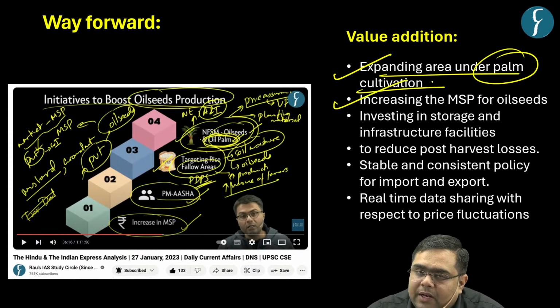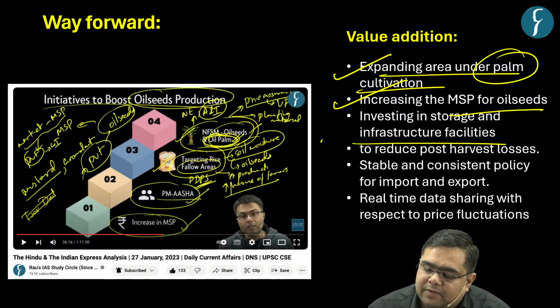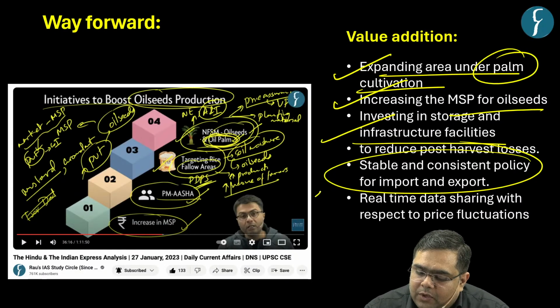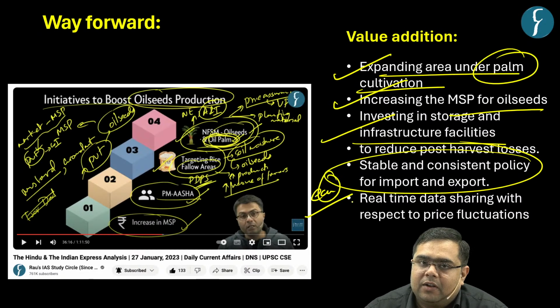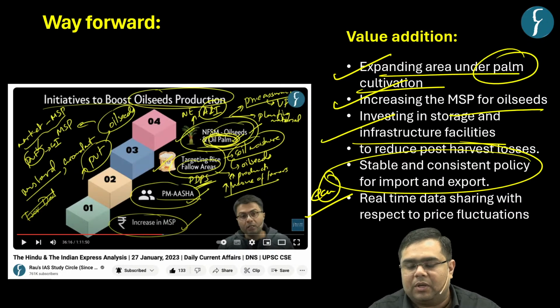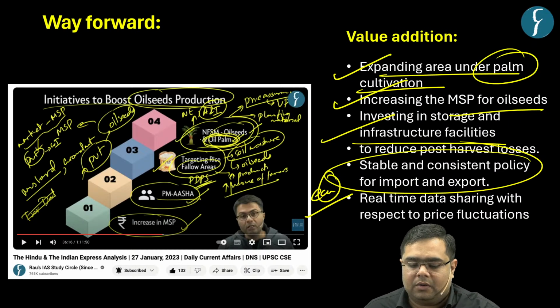Then we could also go for increasing the MSP for oil seeds, and investing in storage and infrastructure facilities to reduce post-harvest losses. A stable and consistent policy would go a long way in developing the ecosystem for these kinds of cash crops and oil based crops, right? Another suggestion for farmers: the government can go for real time data sharing with respect to price fluctuations, so that they can take a conscious decision on whether or not to produce that particular crop.